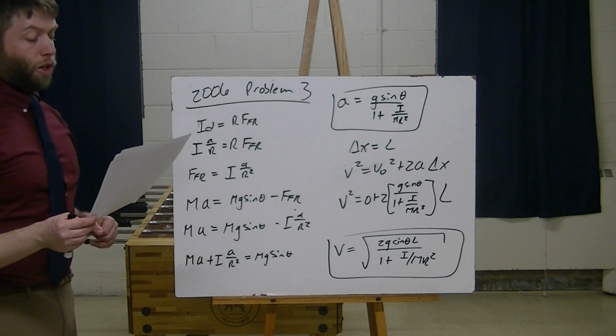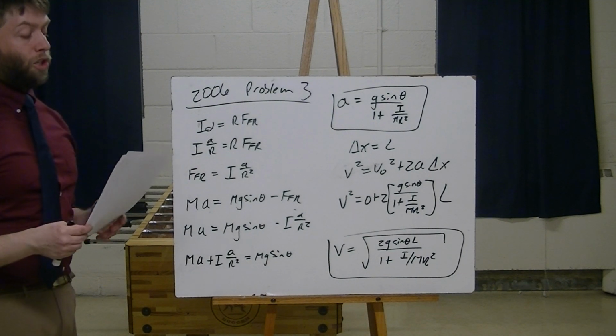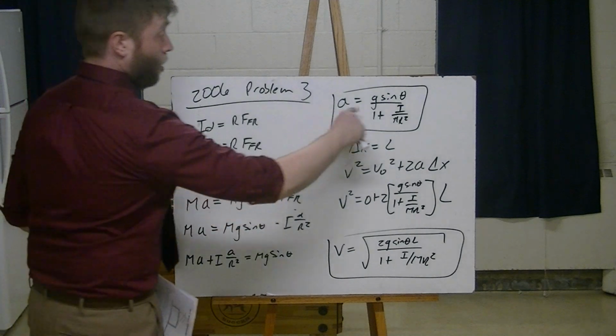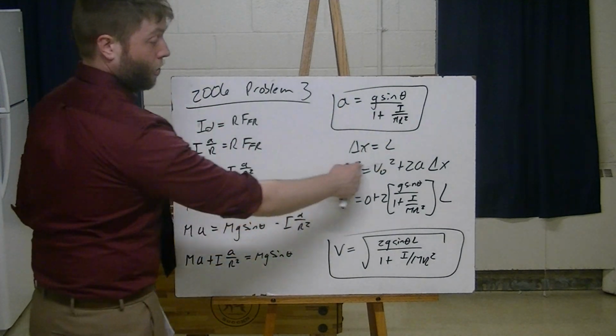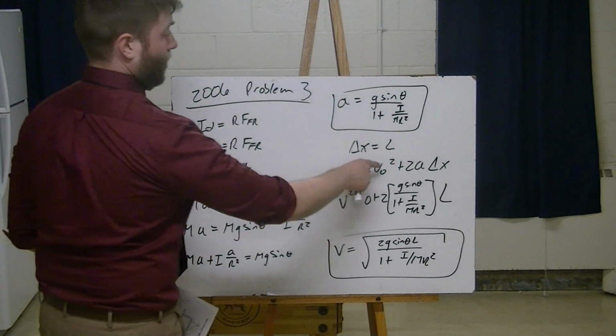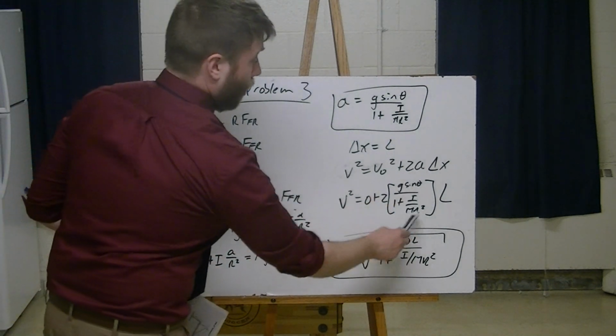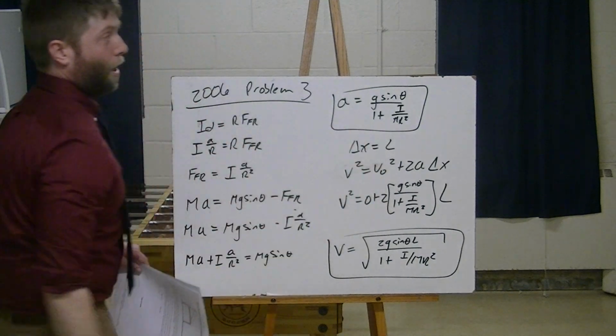Part B, derive an expression for the speed of the center of mass of the hoop when it reaches the bottom of the ramp. Well, the distance traveled is going to be L. I know the linear acceleration, so I'm just going to use one of my big four equations. v squared is equal to v naught squared plus 2a delta x. Delta x is going to be L. We replace the acceleration with what I found in part A.